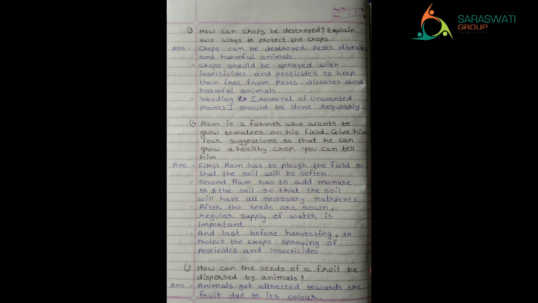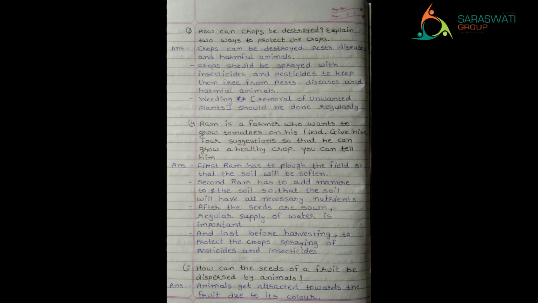How can the seeds of a fruit be dispersed by animals? How will the seeds of a fruit be dispersed through animals? See, animals get attracted towards the fruit due to its color. As we know that the fruit is having different color. All fruits have different colors, and because of the different color animals will get attracted, right? So they will go to eat the fruits.